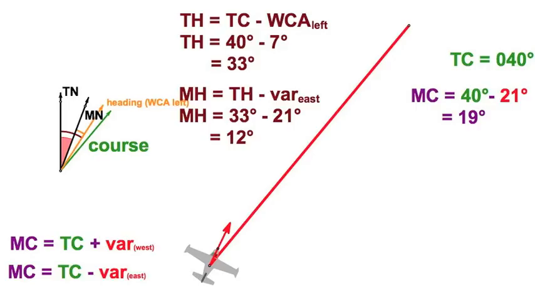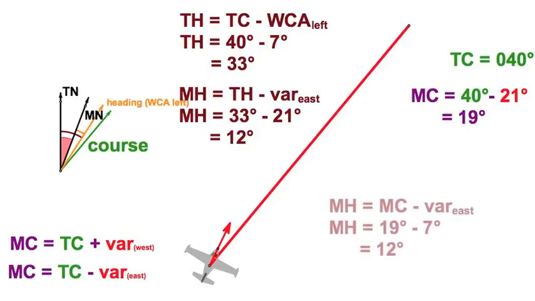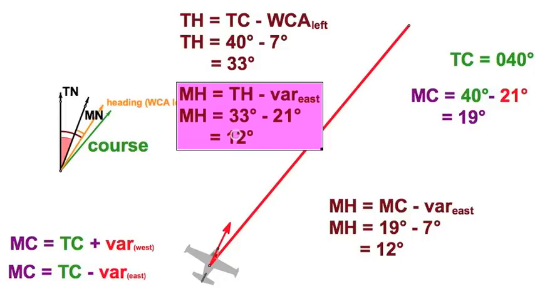That's going to be my magnetic heading. Now, some of you probably said, hey, I already knew the magnetic course. Well, that's true. If you already knew the magnetic course, that means you know this angle from magnetic north to your course. Why don't you just subtract this little bit here? Can you do that? Sure thing, it's going to work out just like that.